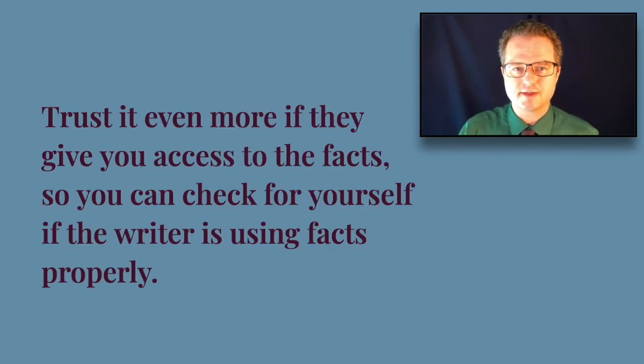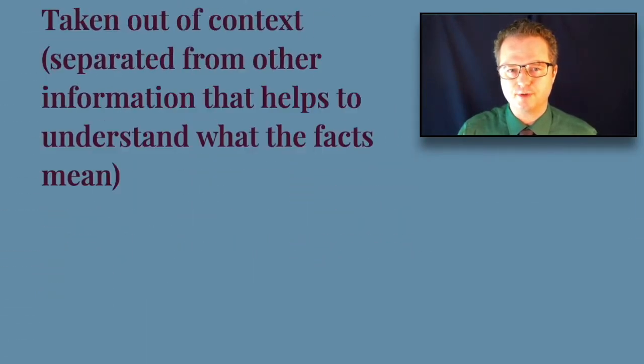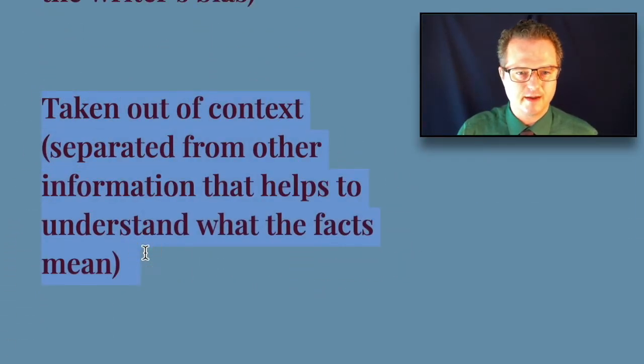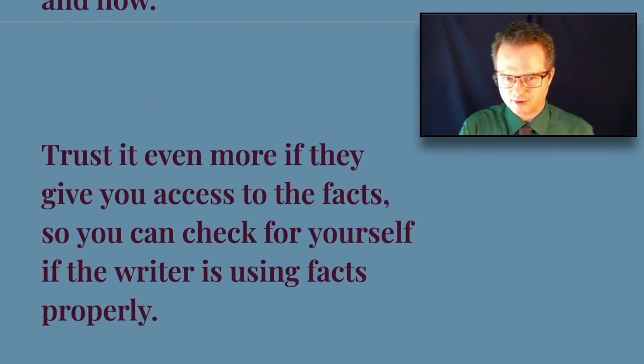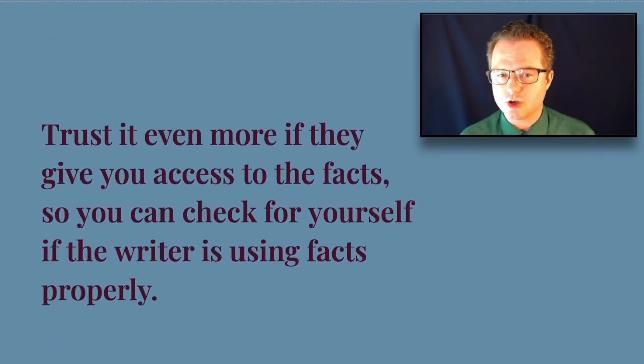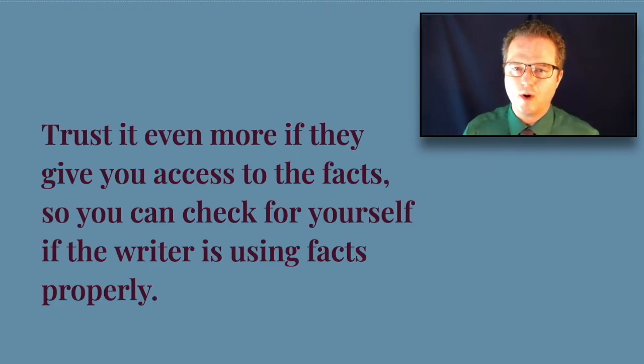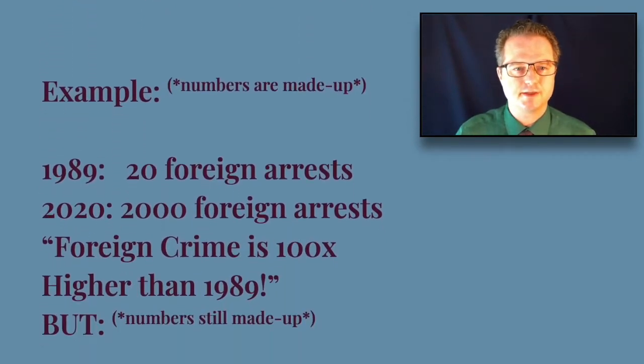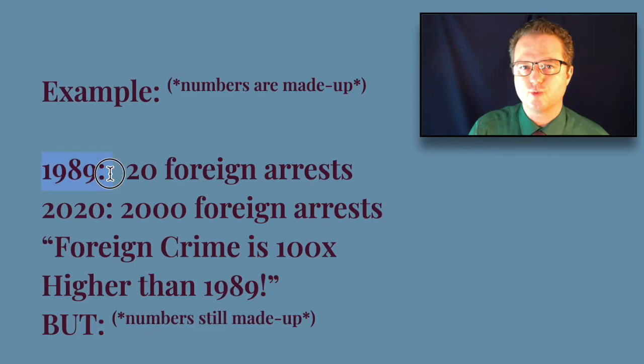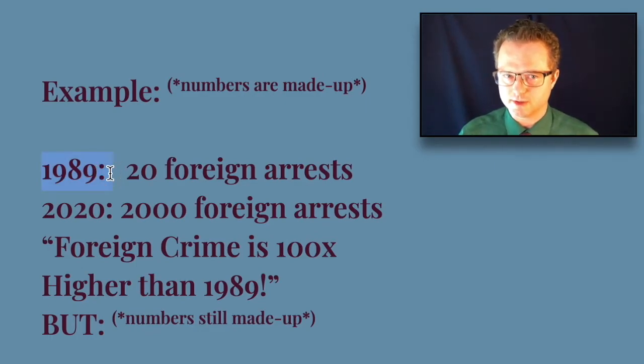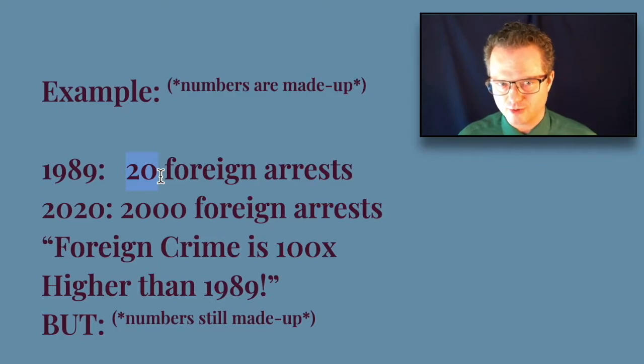Now, I said that you can take a fact out of context. I want to give a simple example of that. Okay? Now, I'm living in South Korea, and Korea opened up to foreign workers not that long ago, really. So here's an example of what happens when you take facts out of their context. And these numbers are all made up, by the way. Okay, let's imagine 1989 was when the foreign workers program started bringing foreign workers into Korea. Let's imagine that in 1989, 20 foreigners were arrested. 20 foreigners got in trouble while they were living in Korea.